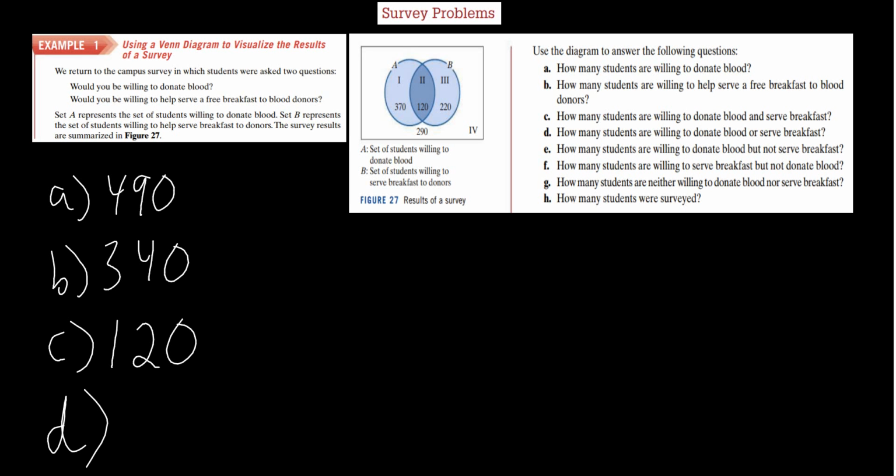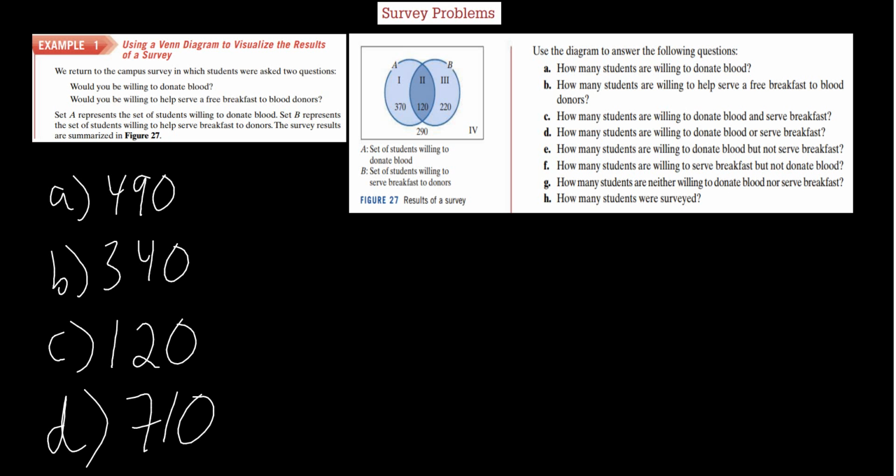D, how many students are willing to donate blood or serve breakfast? Okay, so now we get to harder stuff, but just something to think about. Again, it's an or, right? So a student saying, "Hey, I'm willing to do anything." Well, the students willing to do any of them would be this right here. They'd be willing to donate blood, they'd be willing to serve breakfast, and then they'd be willing to do both. So we just add those up. So 370, 120, 220, plus all that, 710 students. So 710.